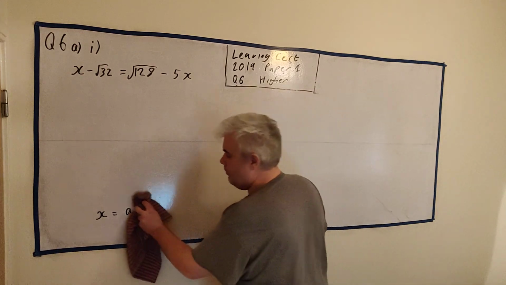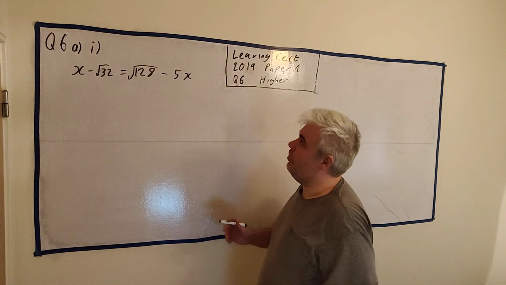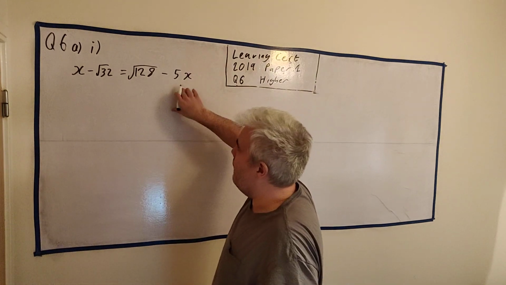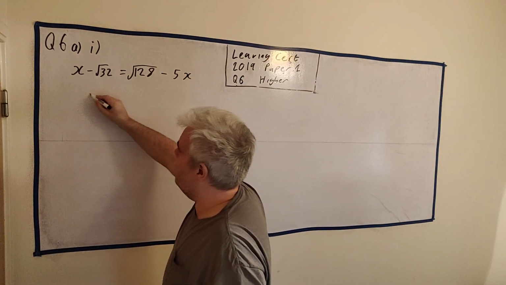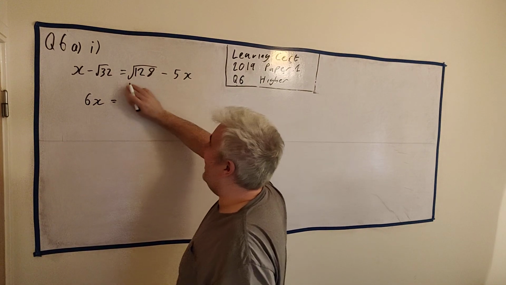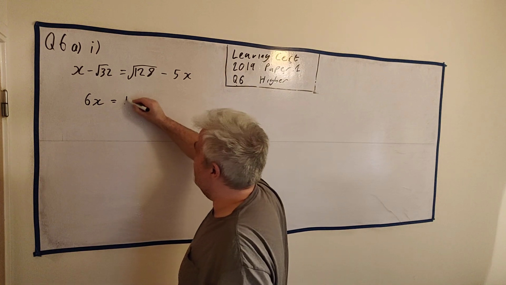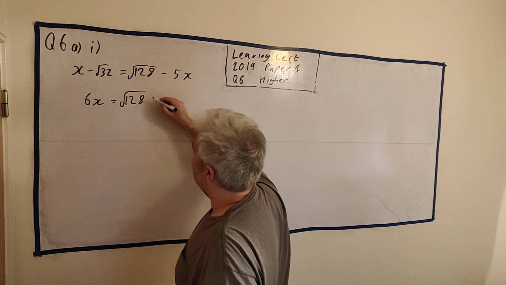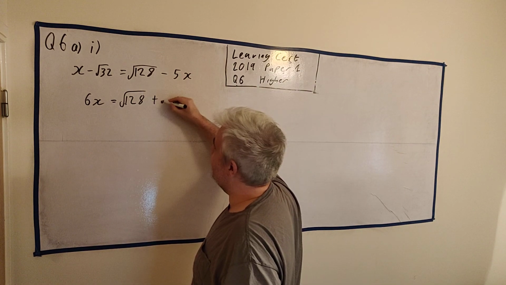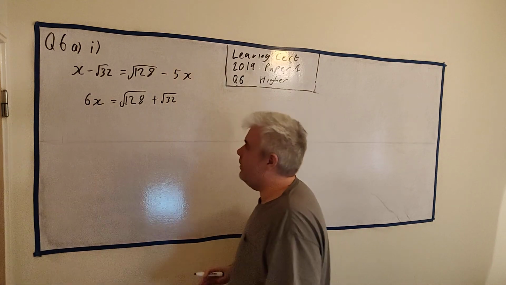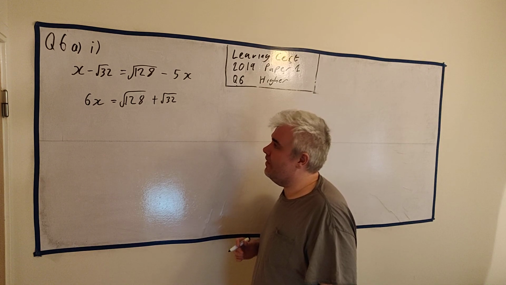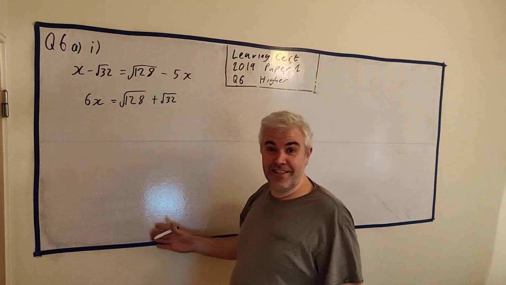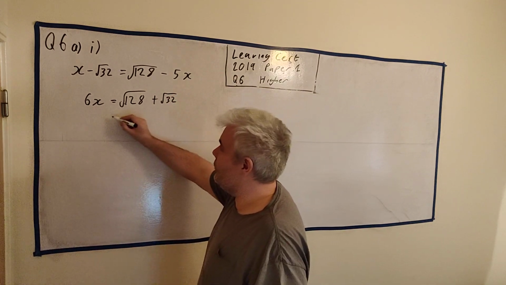I'll go ahead and rub this out. We don't need that. We'll just solve it as normal. Add 5x to both sides, and we'll get 6x on the left. Add square root 32 to both sides. Square root 128 is still here because we can't add these together like normally, because square roots do not work that way. They do not add together nice and easily. And that's why they give us that clue of how they want the answer to look.